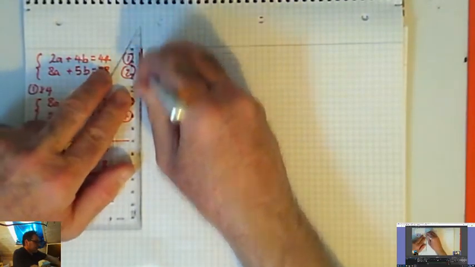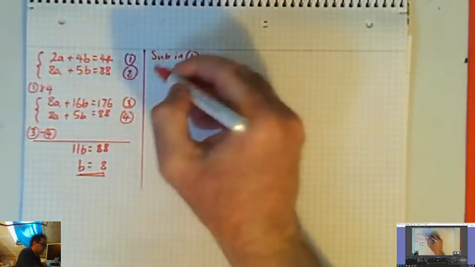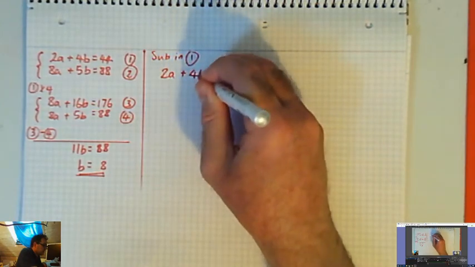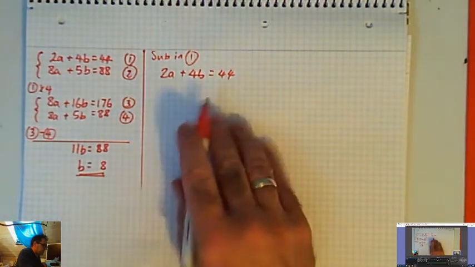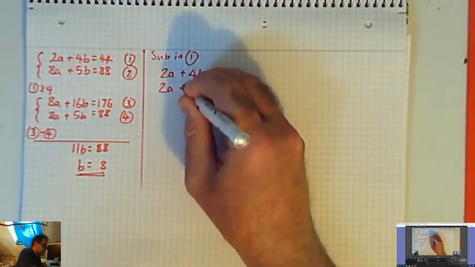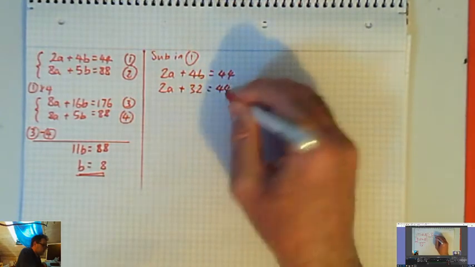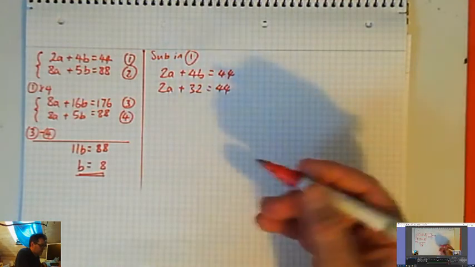And then I'm going to take that value of b that I found out and substitute it into my original equation 1. Equation 1 was 2a plus 4b equals 44. I've now figured out that b is 8, so that becomes 2a plus 4 times 8, 32, equals 44. 2a plus 32 equals 44.